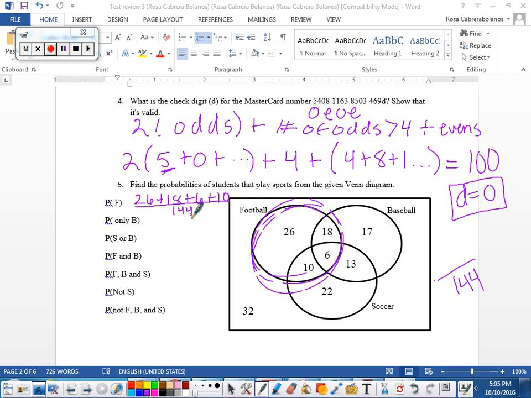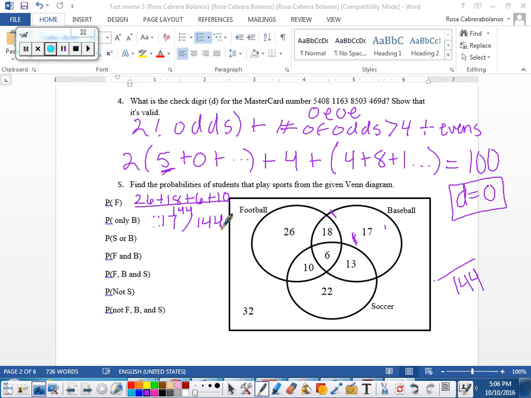And then probability of only B would be just that one number right here, because the other ones are being shared. So 17 over 144.